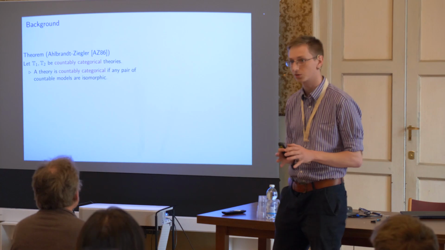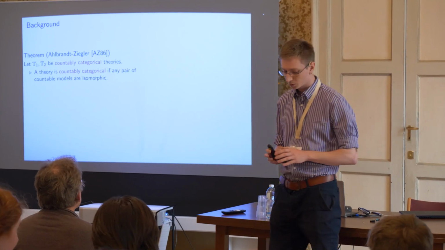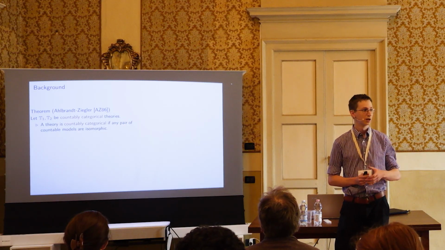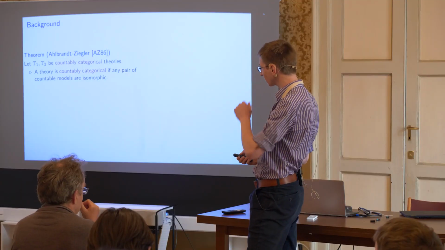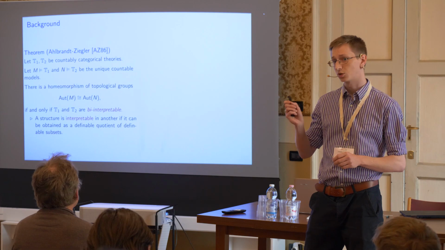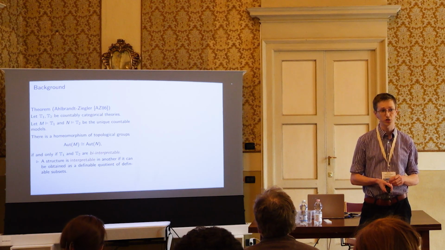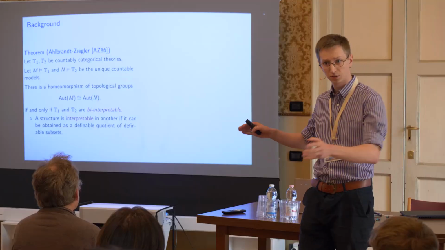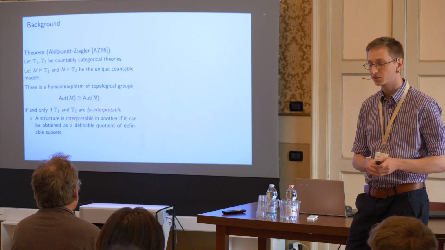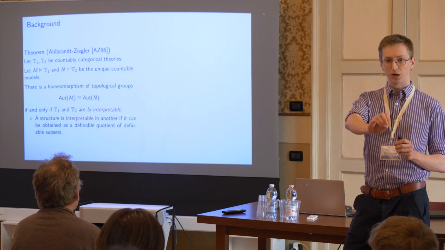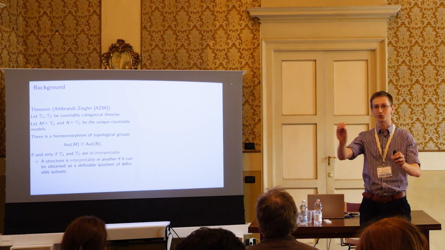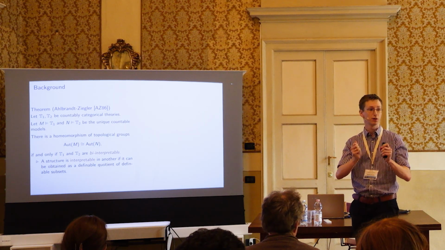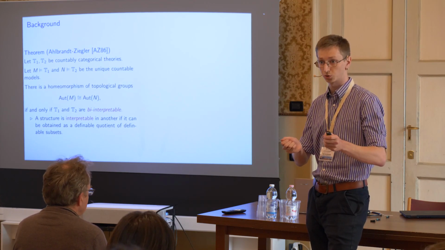This is a classical result from model theory. Suppose we have two first-order theories which are countably categorical. That means there is, up to isomorphism, a unique countable model. Then if we take those countable models and consider their topological automorphism groups, our two theories are bi-interpretable. In reference to Marco Panzeri's talk earlier, this is bi-interpretable in the model theoretic sense, which is slightly wider than the sense he used. Two theories are bi-interpretable if and only if the topological automorphism groups are homeomorphic.